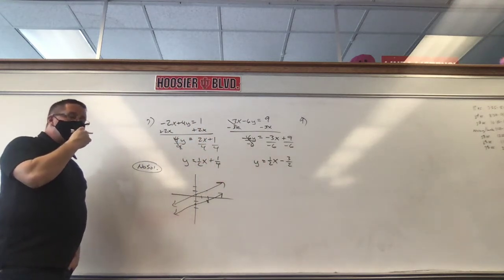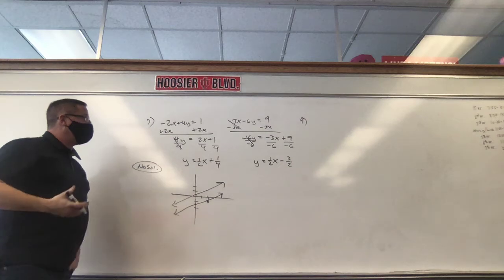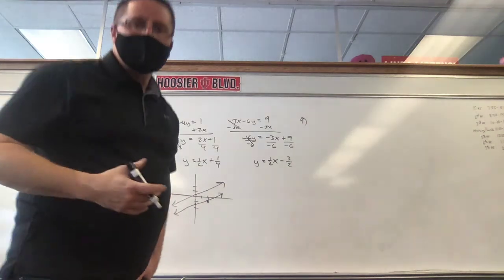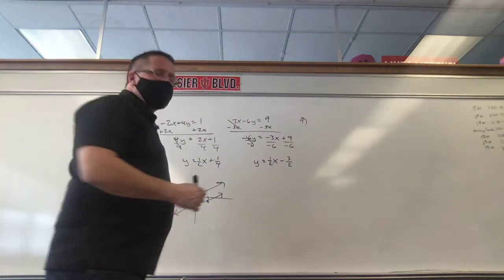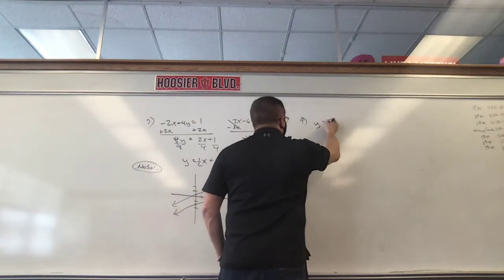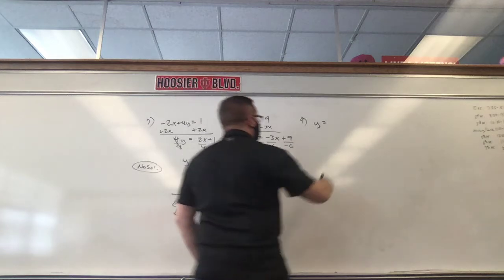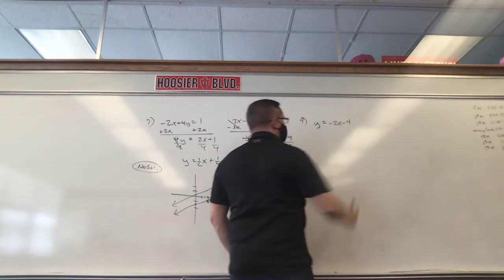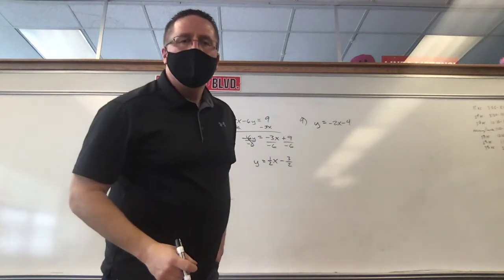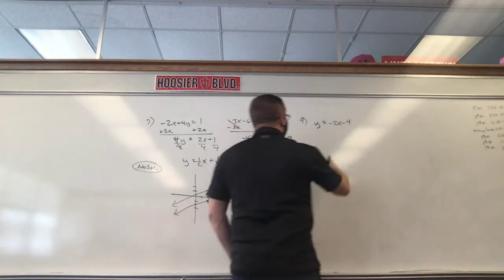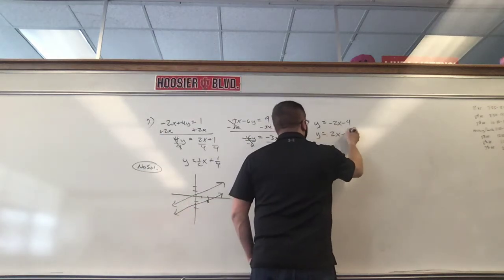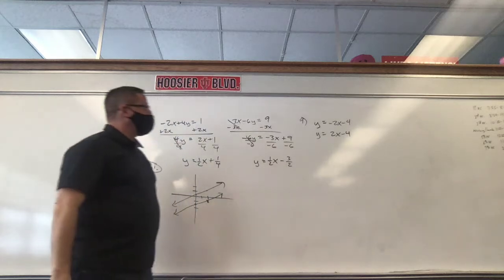It's just that now, sometimes you're going to get no solution, or infinite solutions. So we have y equals negative 2x minus 4, and y equals 2x minus 4. Okay, we're not going to graph these.